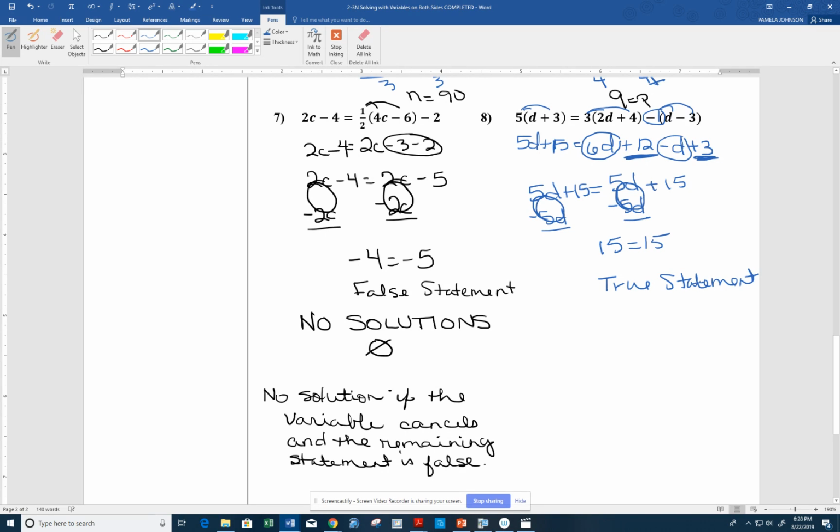Because this is a true statement, this is all real solutions. All real solutions. That means that it does not matter what value we put in for d, we will always have a true statement. You might also see it written as infinite solutions.